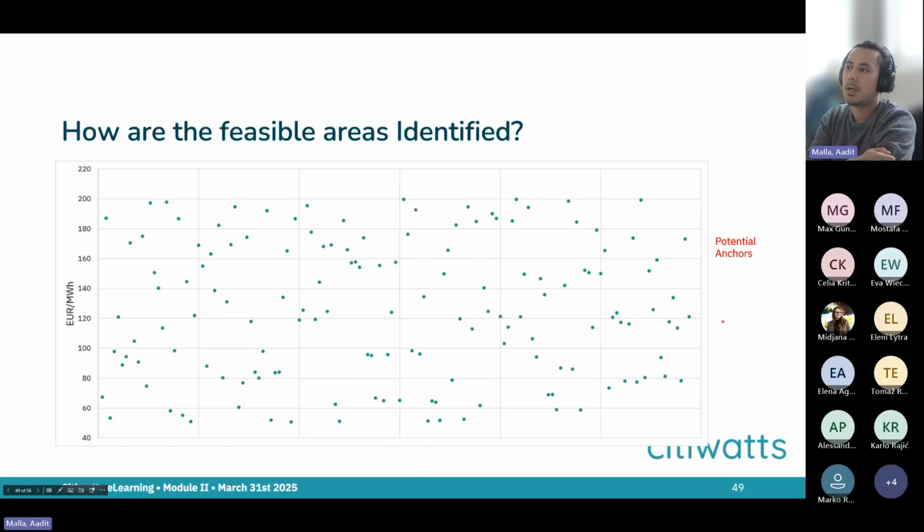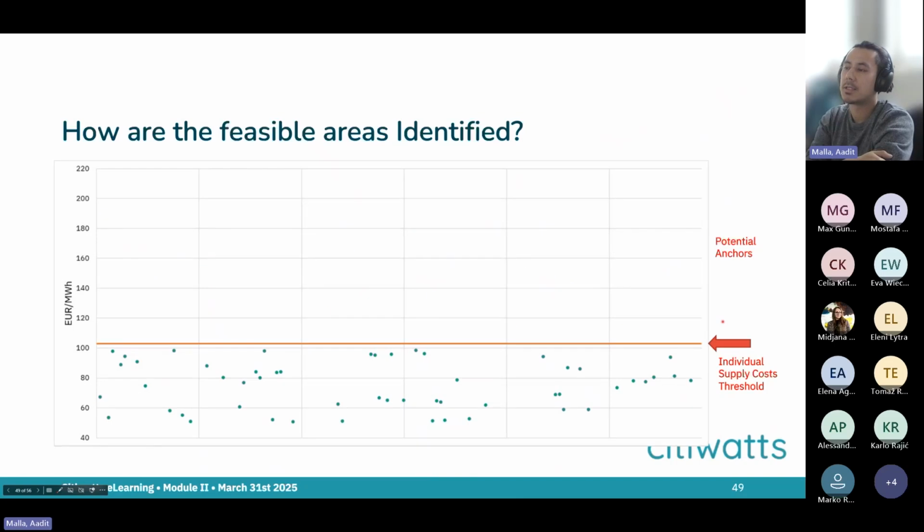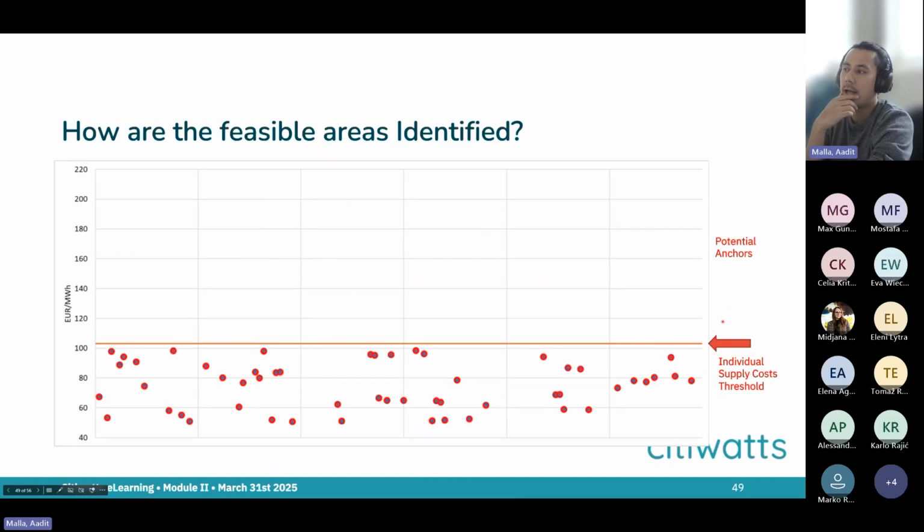And then what we do is, based on certain electricity prices, we calculate how much it would cost if you'd rather supply from an individual system rather than investing in district cooling. For this case, the costs of the individual system are represented here by the orange line. And then the model basically omits costs that are more expensive than supplying from individual systems. So these are our potential anchor points, or rather feasible anchors.